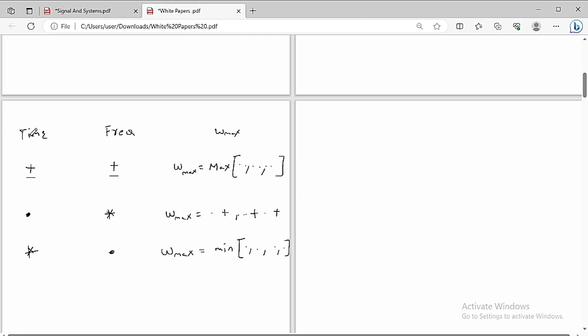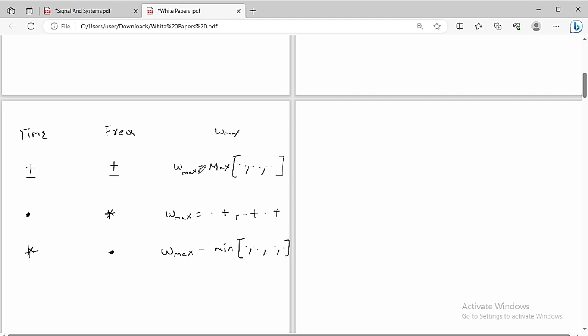So you can say that in the time domain, whatever happens, the same thing will happen in the frequency domain also. Addition in the time domain will lead to a combination in the frequency domain. Then the summation of all the maximum frequencies will give the maximum value of the overall frequency. Similarly, a product in the time domain will lead to convolution in the frequency domain. Then the maximum signal frequency is the minimum value out of all the individual frequencies. So this point always you have to keep in mind.